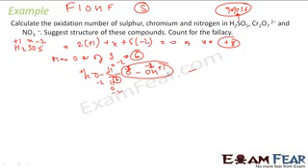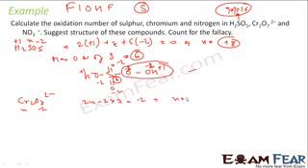Let's talk about Cr2O7 2 minus. Let's apply the formula. Yes, this is minus 2. So let's apply, this is x. So this becomes 2x minus 2 into 7 is equal to net charge, which is minus 2. You solve this, x comes out to be plus 6. And chromium is in group 6. So that's fine, right? So there is no issue in this.